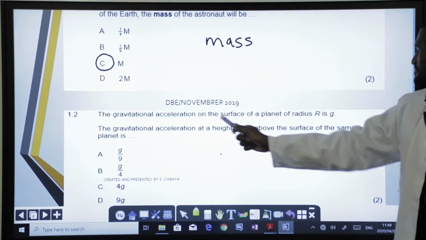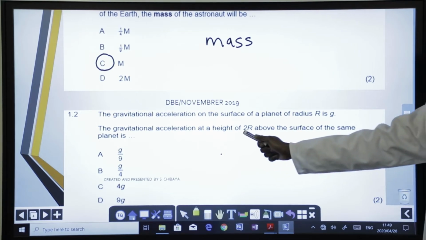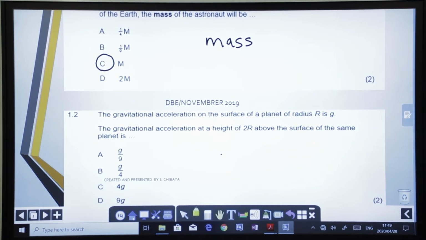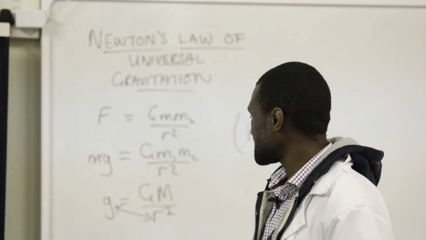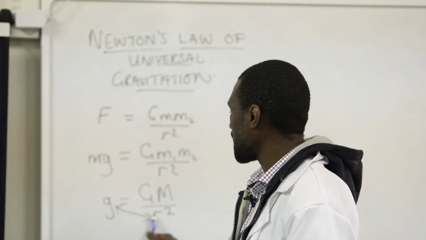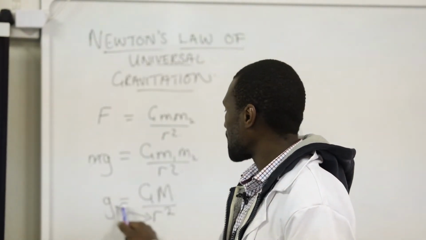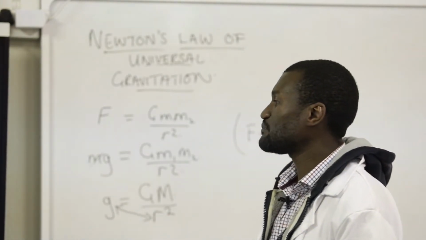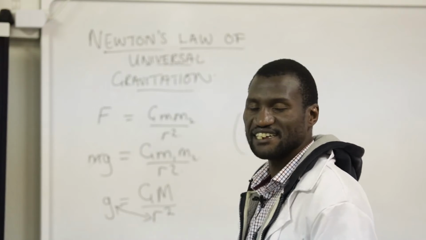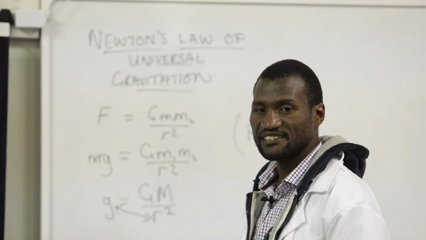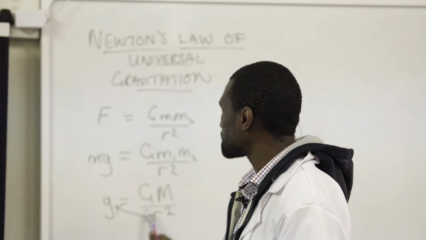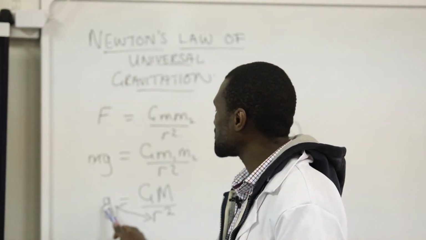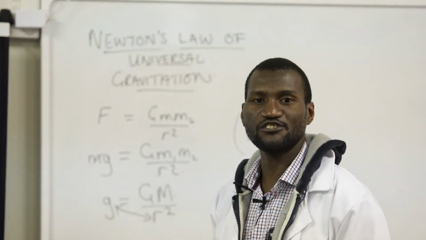In this question, it is said that the R is now squared. Look at the relationship between R and g. What is it? It is an inverse square. So, if you are going to double the value of the radius, right? If you are going to double the value of the radius, what is going to happen to the value of g?